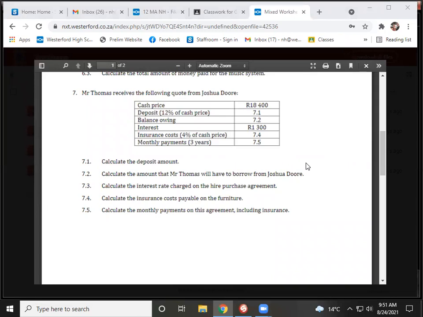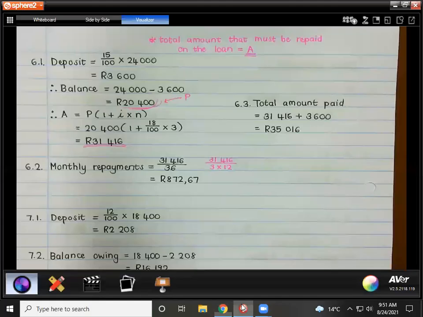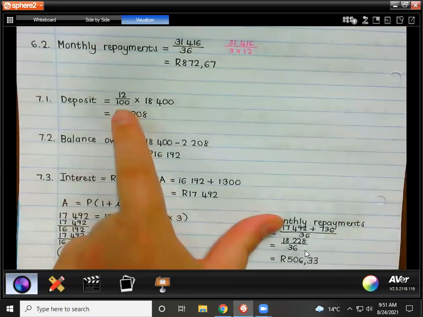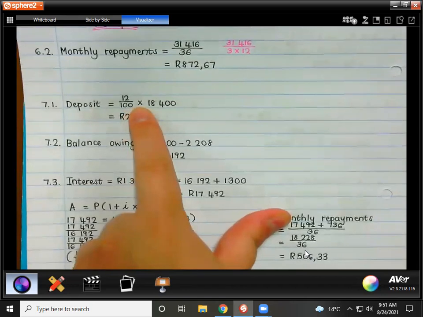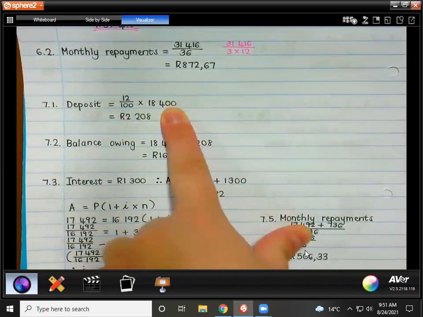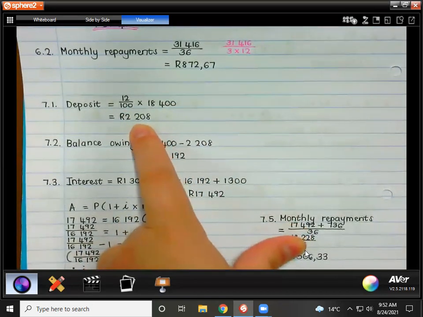Okay, so cash price 18,400. 7.1 is asking for the deposit amount. Now, guys, in the table, they're telling you that it is 12% of the cash price. If you just read the question and you didn't check the table, you wouldn't have known how to do that. Okay, so the deposit is 12% of the cash price. So that is how you get your deposit, 7.1, 12% of, so times the cash price. So 2,208.